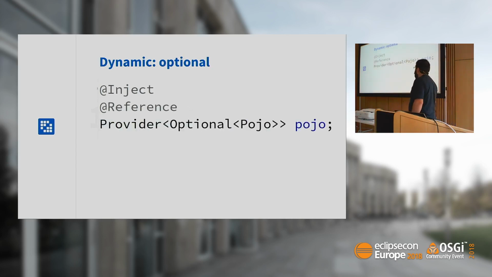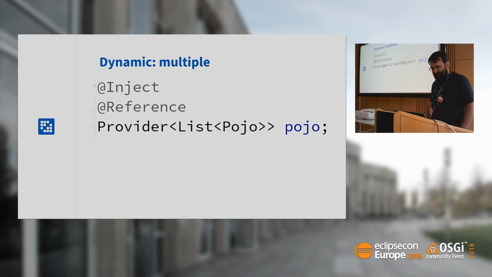So if you want to have a required or mandatory optional dynamic reference, you would have an optional wrapped in a provider. And so you'd have to go get pojo.get in order to check whether you have null or not. But at least it's based on the type system.